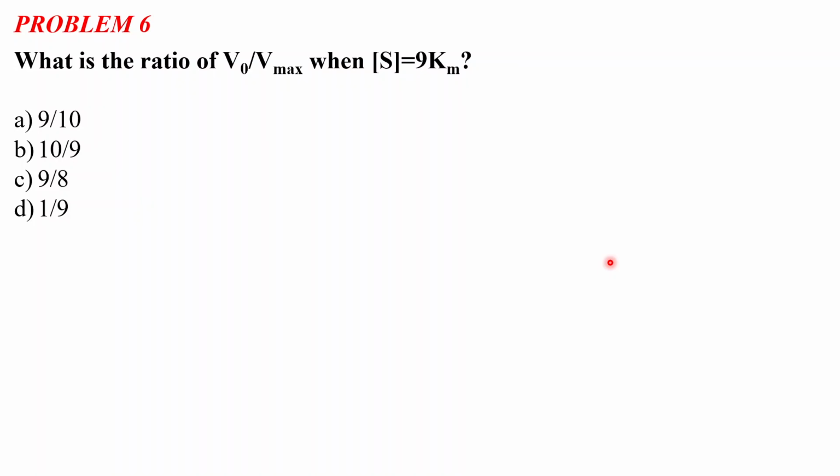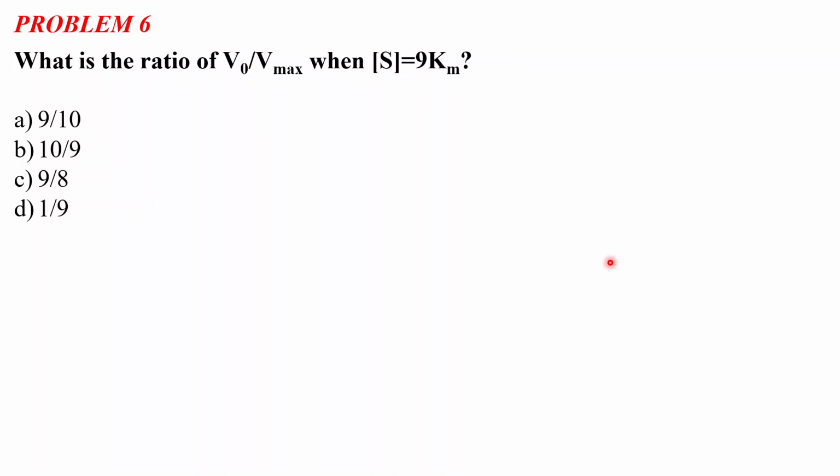What is the ratio of V0 by Vmax when the substrate concentration is 9 Km? Option A, 9 by 10; option B, 10 by 9; option C, 9 by 8; and option D, 1 by 9. This is from the Michaelis-Menten equation. You have to use that equation to solve this question.